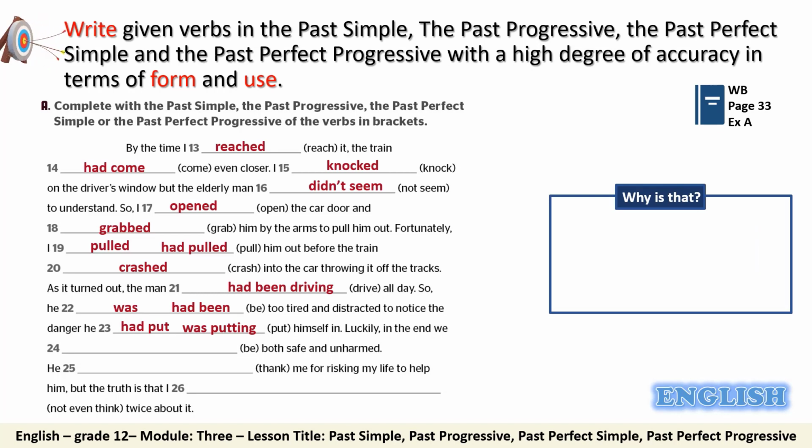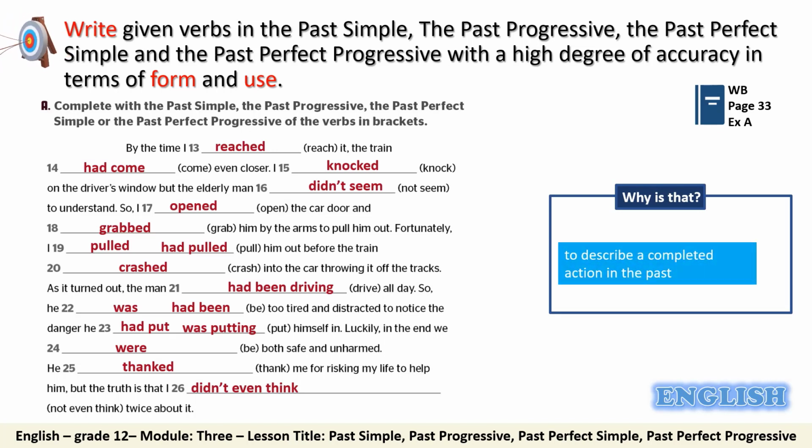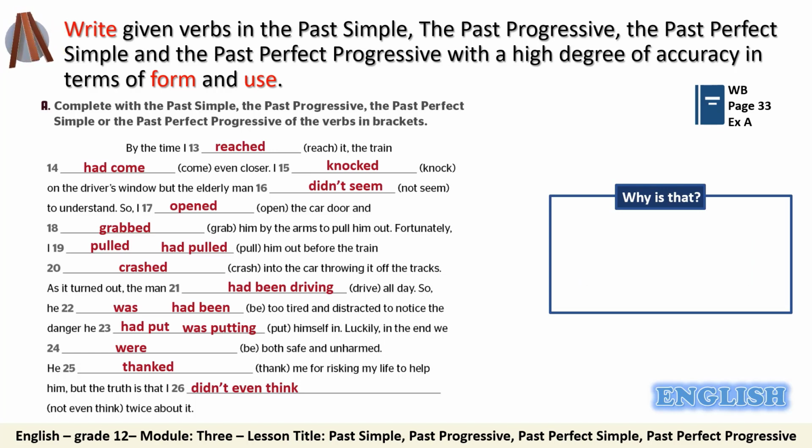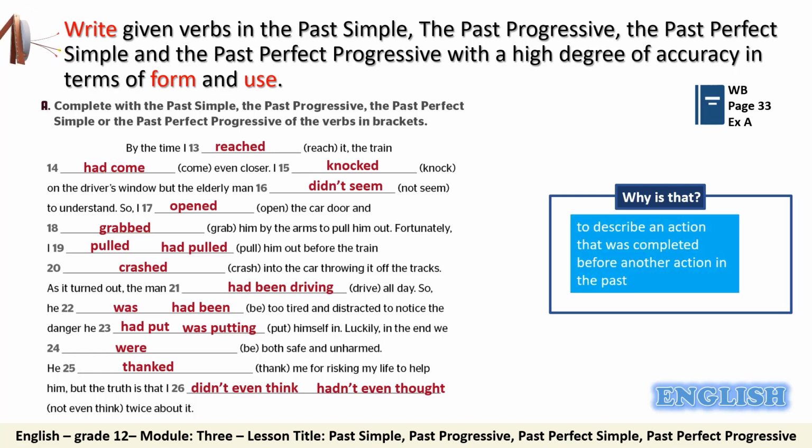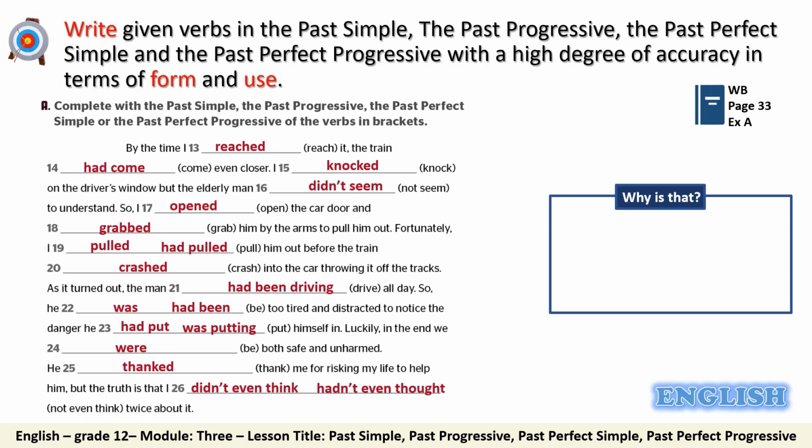Then spaces 24, 25 and 26, we should use which tense? Excellent, the past simple. So the answers are were, thanked and didn't even think. Can you tell me why? Very good. The actions were completed in a specific time in the past. However, for space 26, we can write hadn't even thought, because the past perfect simple here indicates that the action was completed before another action in the past.